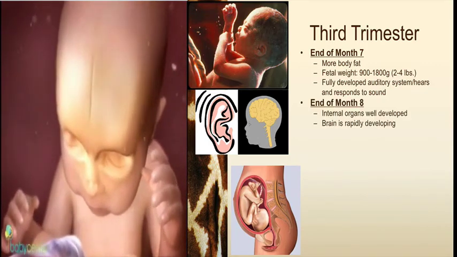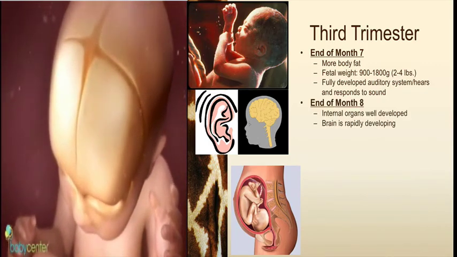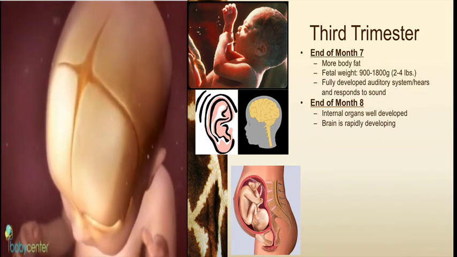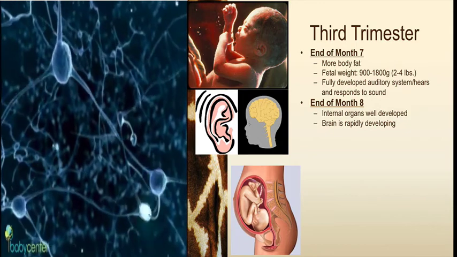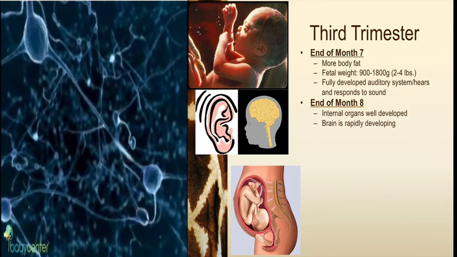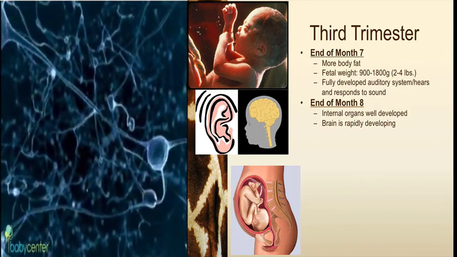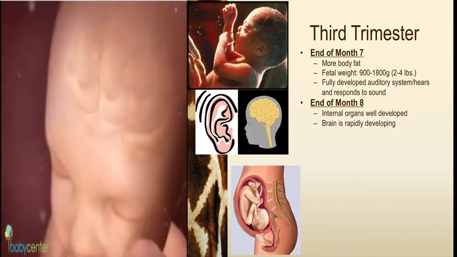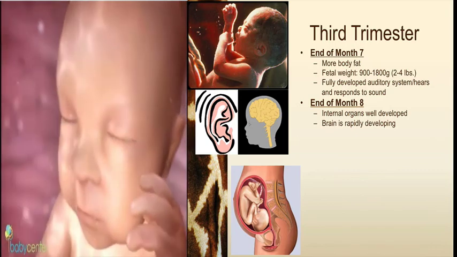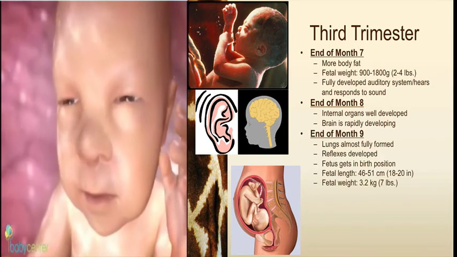At the end of month 8, our internal organs are fully developed, and the brain is actually going through rapid development. Those neurons are firing lots of signals. The baby's able to hear things. It can actually open its eyes. It can see light coming in through the uterus. So this is a really important time of brain development for that developing fetus.